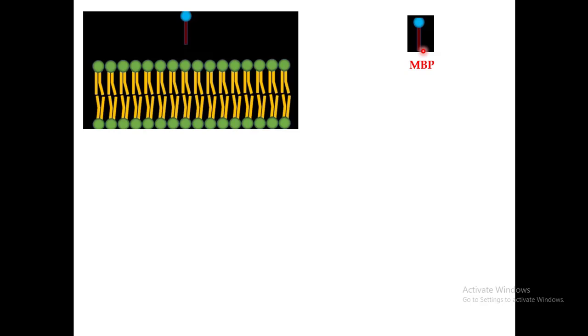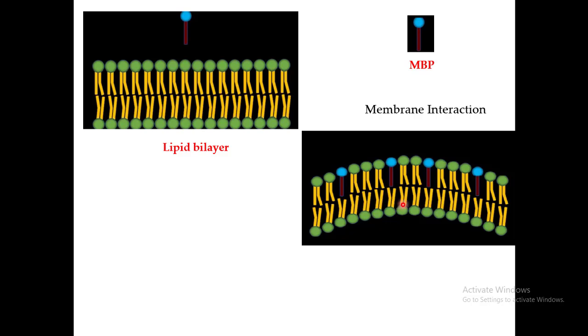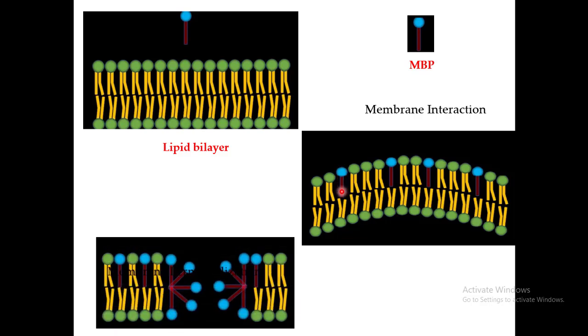If this is the major basic protein, for example, this one is your lipid bilayer. This is one phospholipid, another phospholipid. You have a lipid bilayer over here. So what happens is that the MBP is going to interact with the membrane, as you can see in this particular image. These are the phospholipids of your membrane, and this is the structure of the MBP. The MBP is going to interact with the membrane and insert itself into the membrane, and this insertion is responsible for the permeabilization of the membrane.